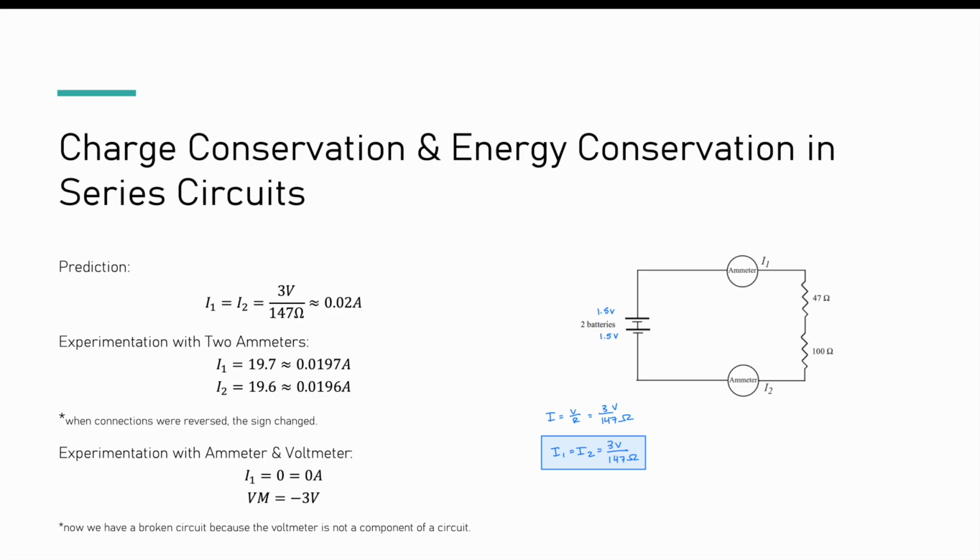In our experimentation with the ammeter and the voltmeter, we found that when we switched one of the ammeters for a voltmeter, the current went to 0 and the voltmeter read -3 volts. This is because with the voltmeter, we have a broken circuit, since it's not a component of the circuit.